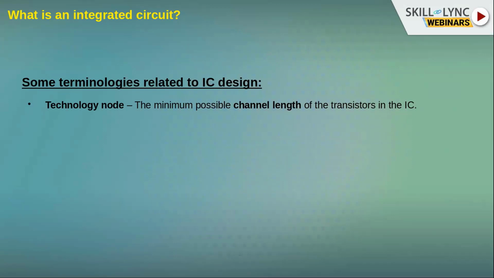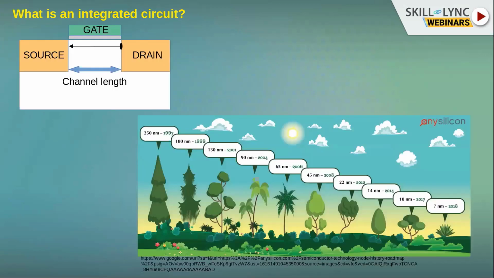So for CMOS ICs, which mainly consist of MOSFETs, or metal oxide semiconductor field effect transistors, whose cross section is shown in a very simple way here. As you can see, the source, gate, and drain are the important terminals of a MOSFET, and the length between the source and drain is what we call channel length. Based on channel length, we define what the technology node is.